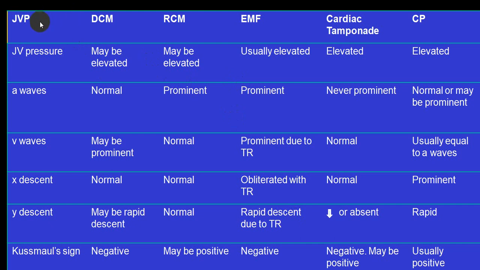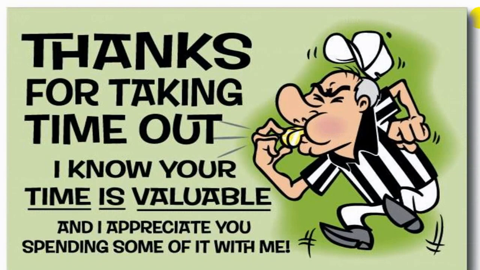This is a chart which is showing you the JVP, A wave, V wave, X descent, Y descent and Kussmaul sign in dilated cardiomyopathy, restrictive cardiomyopathy, myocardial failure, cardiac tamponade, constrictive pericarditis. So in all these different conditions, endomyocardial fibrosis, this is endomyocardial fibrosis, sorry. EMF is endomyocardial fibrosis. So what happens to the JVP is mentioned in detail. No one is going to ask you. This is for MD cardiology and MD exams. So I end my lecture here.